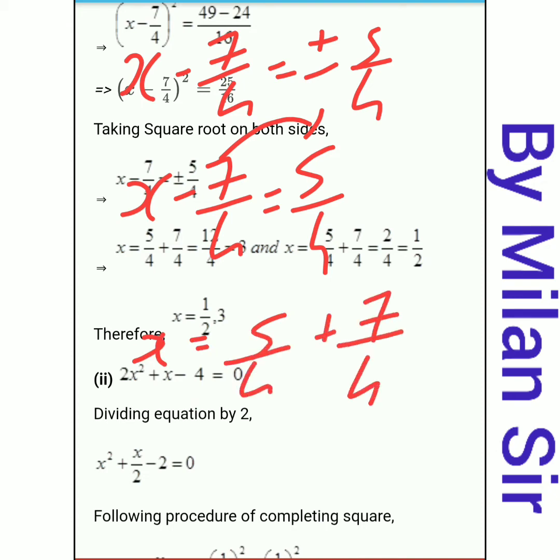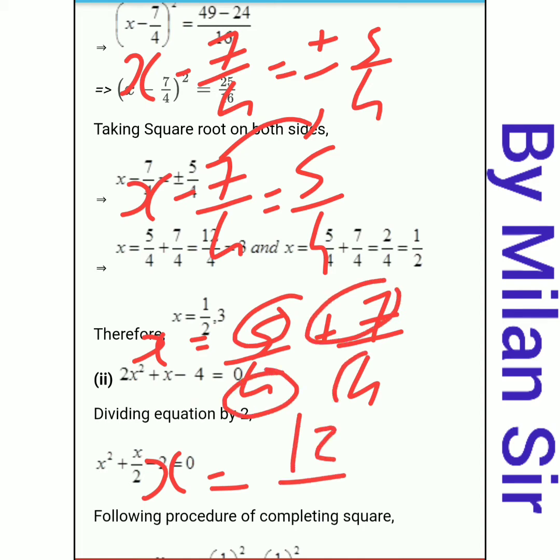Now the denominators are the same, so no need to take the LCM in the denominator, so we can directly add the numerators. It is 5 plus 7, 12, divided by 4. We can cancel this, 4 3s are 12, so our x is equal to 3.